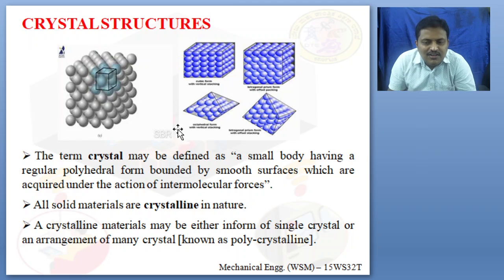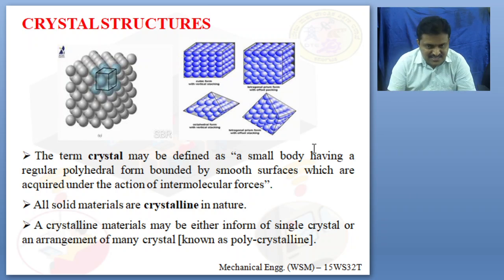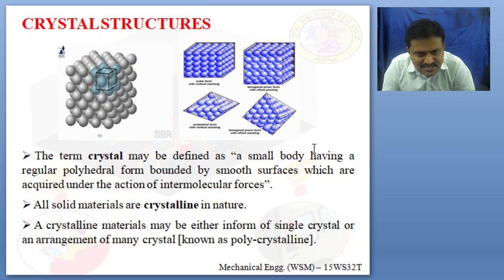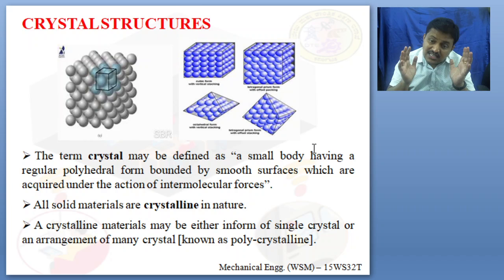Let us see the definition of crystal. The term crystal may be defined as a small body having a regular polyhedral form bounded by smooth surfaces which are acquired under the action of intermolecular forces. What did you understand from this? Crystal structure, okay? We need a number of atoms. These atoms are arranged in a regular polyhedral form.